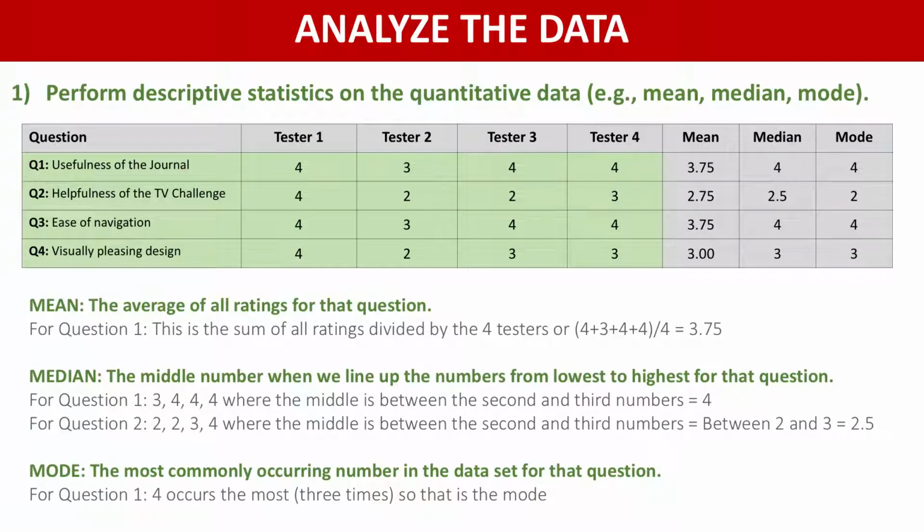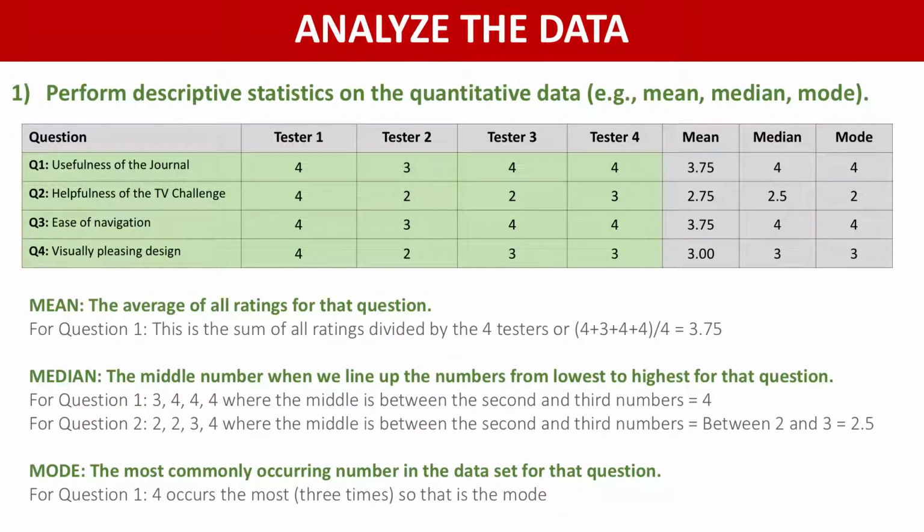So if you take a look at question number 1, where testers were rating the usefulness of the journal feature, this is essentially the sum of all of these ratings divided by the total number of testers. So we would have a 4 plus 3 plus 4 plus 4 divided by the 4 testers, which gives us a mean of 3.75 for that question.